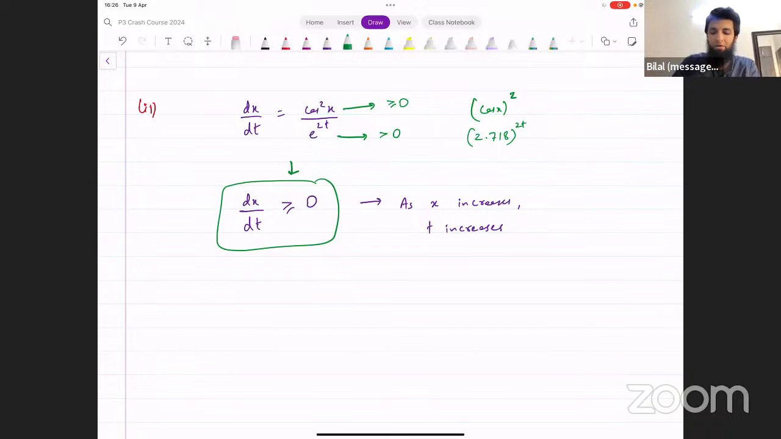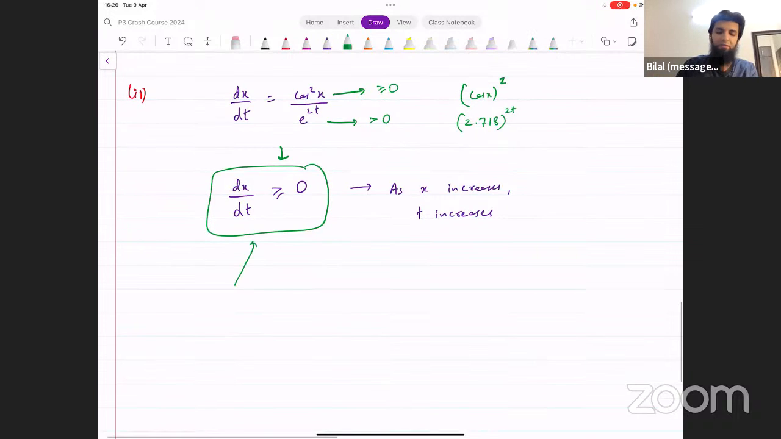All right. Now, even if you do not explain this reasoning in a lot of detail, it's just a 1 mark question. And that 1 mark is basically for writing this, that the derivative is greater than or equal to 0. Since the derivative is greater than or equal to 0, that means that as t increases, x increases. Right? So that's what the examiner is basically looking for here.